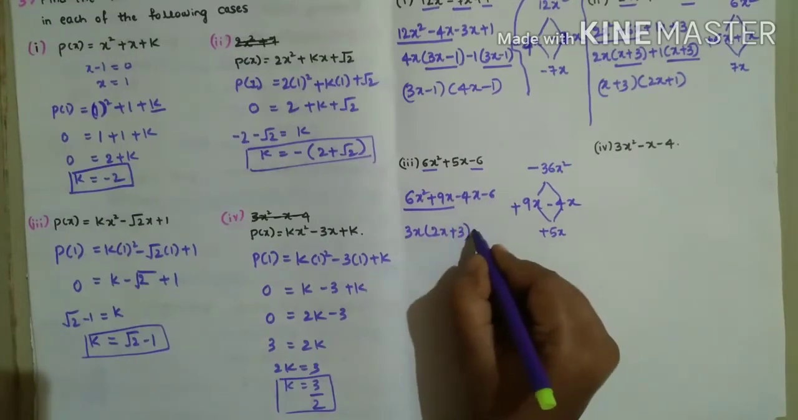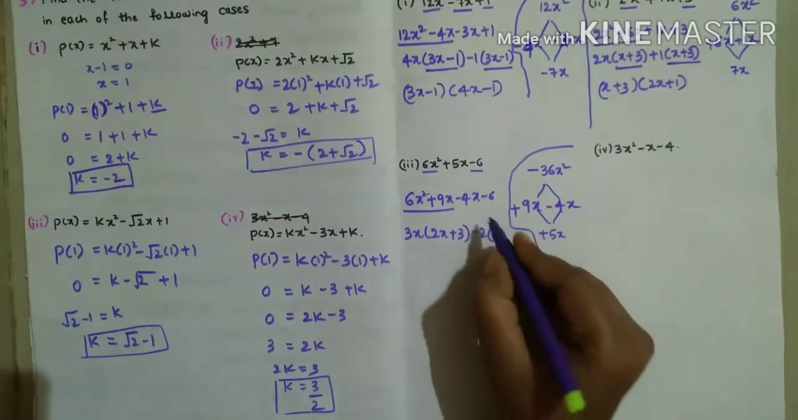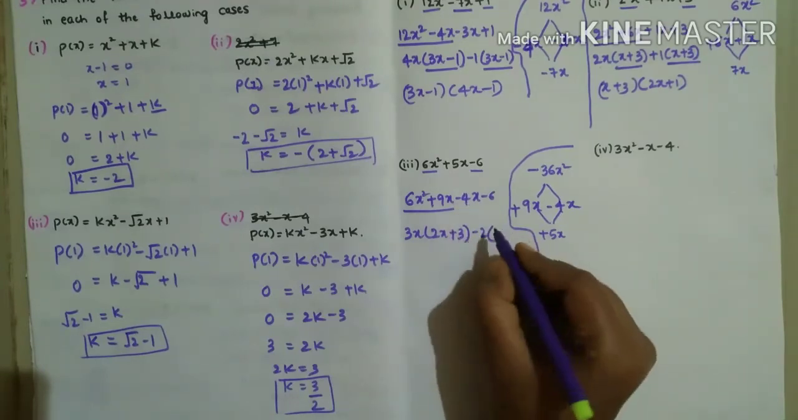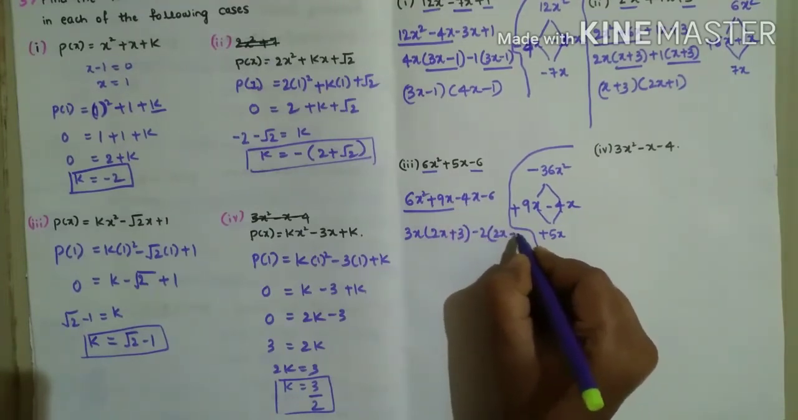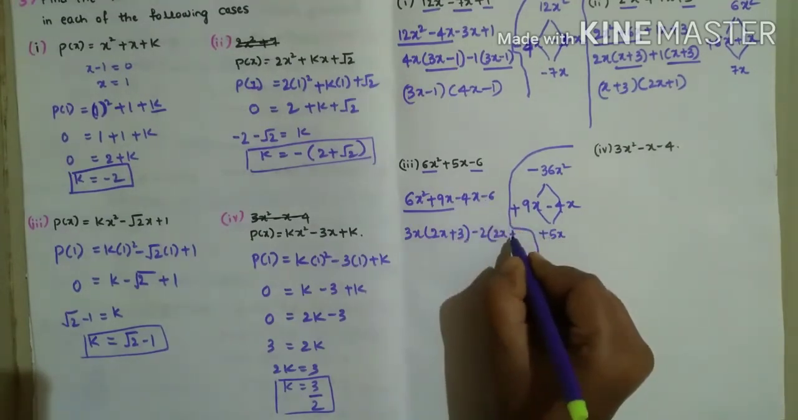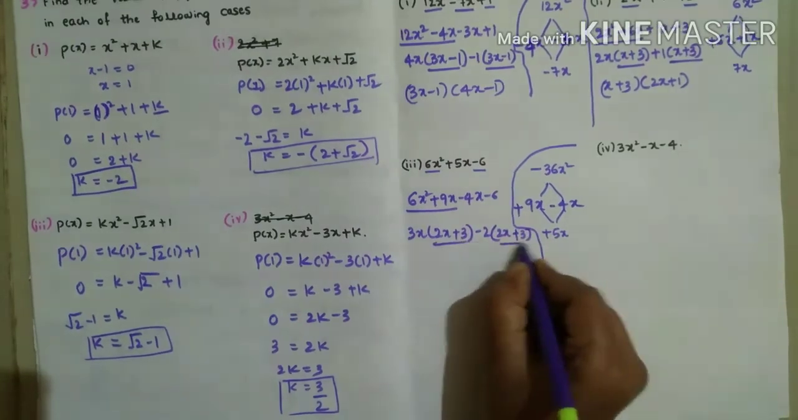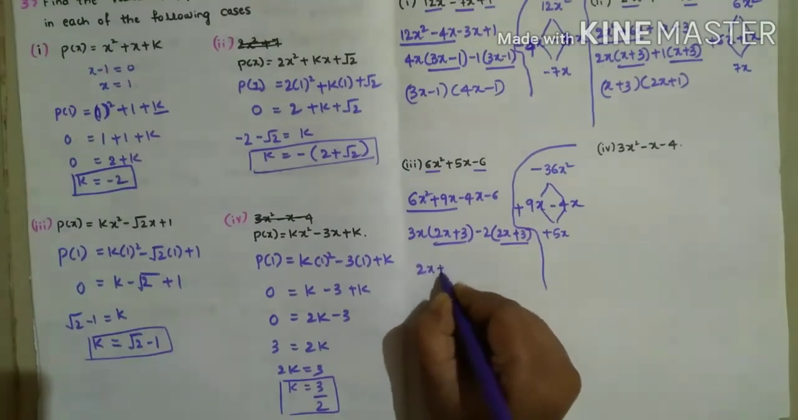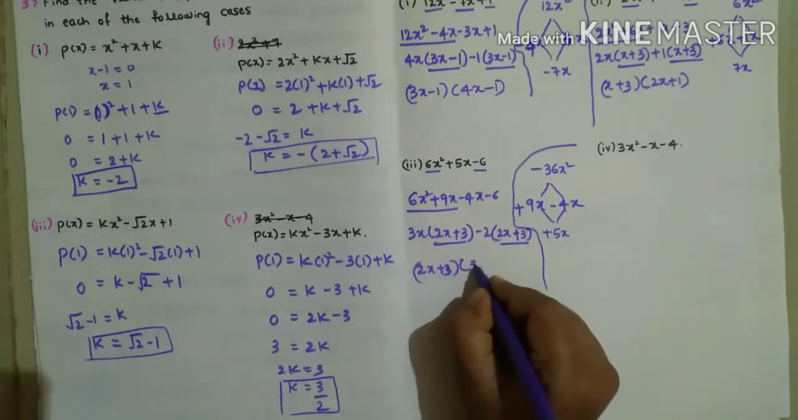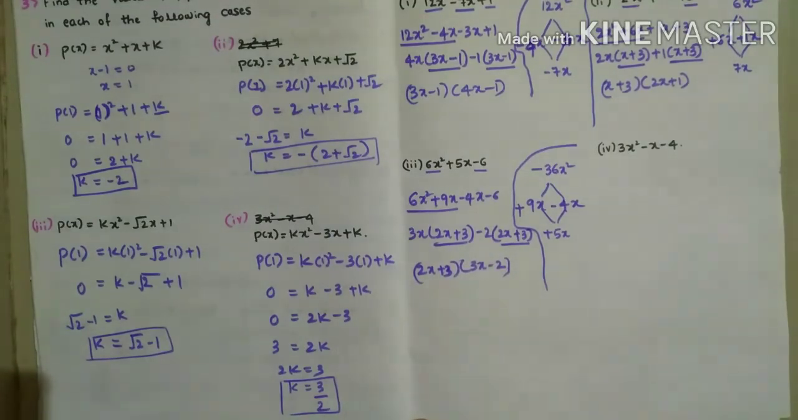Then from these two, minus 2 I will take out. Minus 2 if I take out, minus 4 by minus 2 is 2x, minus will become plus. I told you, if you take minus outside, inside the bracket it will become plus. 6 by 2 is 3. Now 2x plus 3 I will take out. Then what will remain here? 3x remains, 3x minus 2. Like this we have to factorize it.